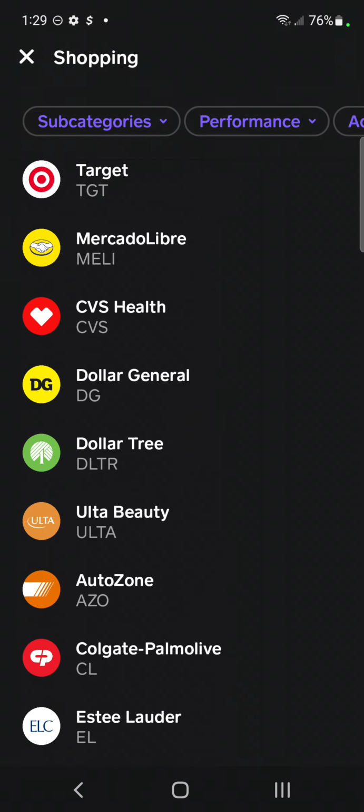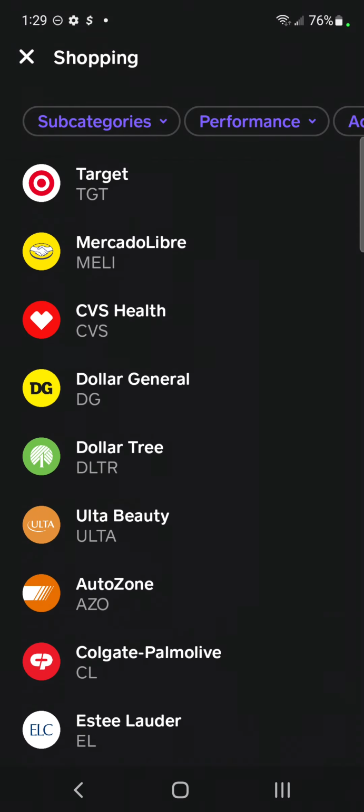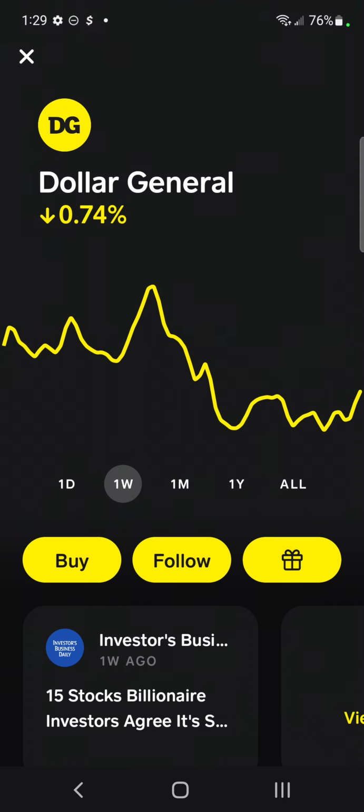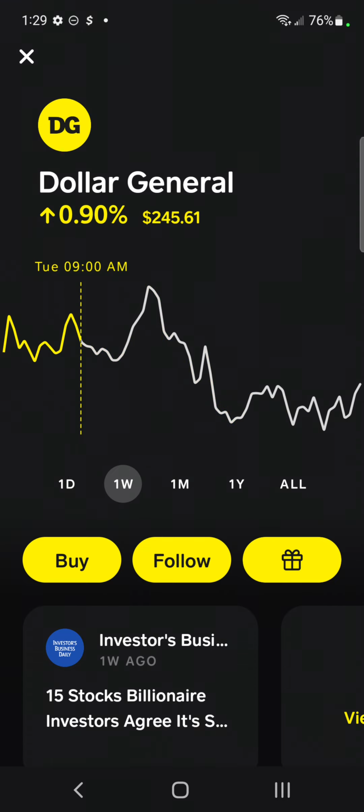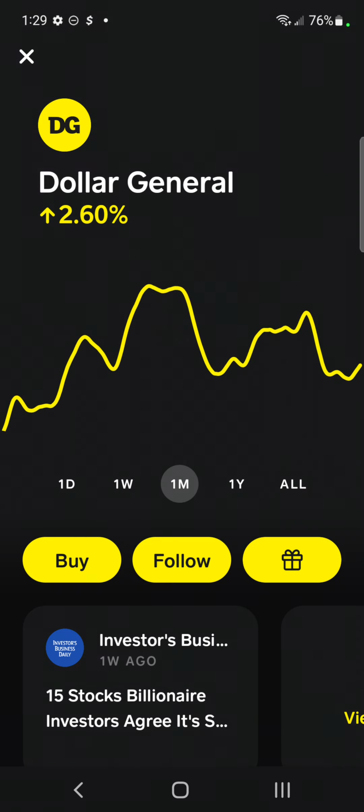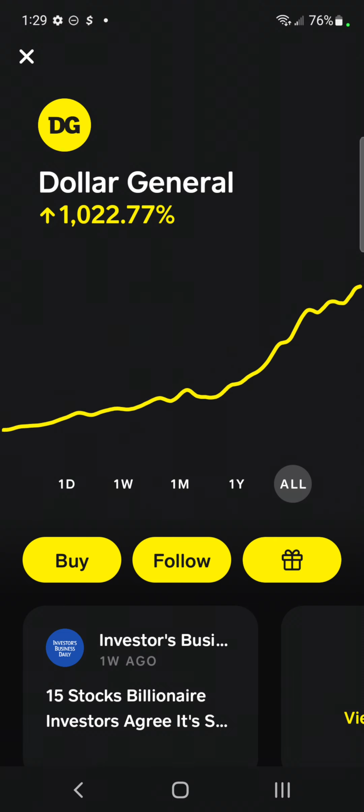Let's pick Dollar General. There's one of those on just about every corner. It gives you your daily chart, which is what the stock has done in the past day, and then it gives you your weekly chart. You can drag your finger across the chart and it shows you minute by minute what it has done, and also the past month, year, and its overall performance.